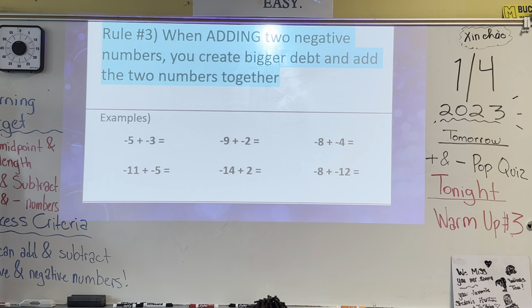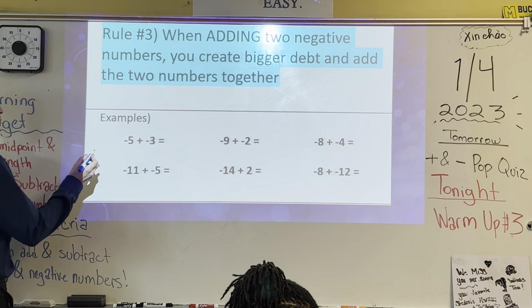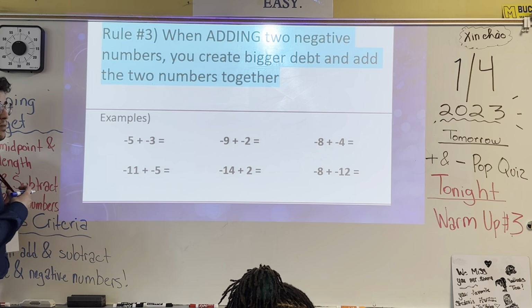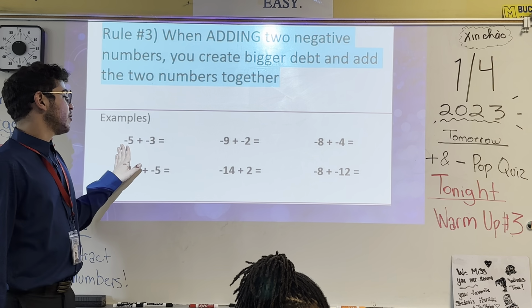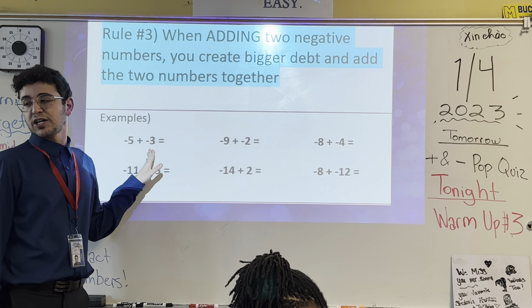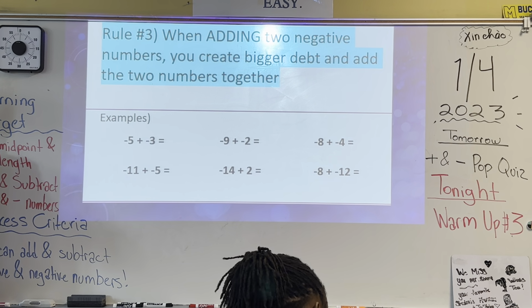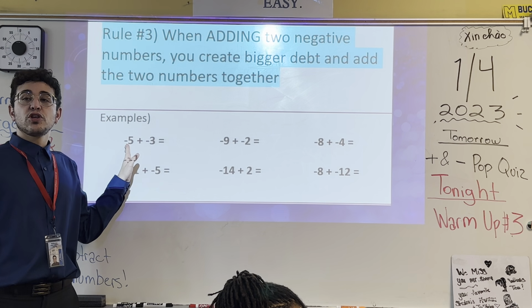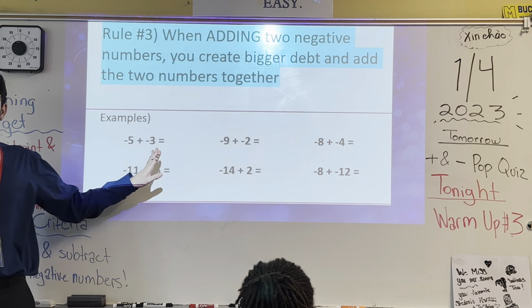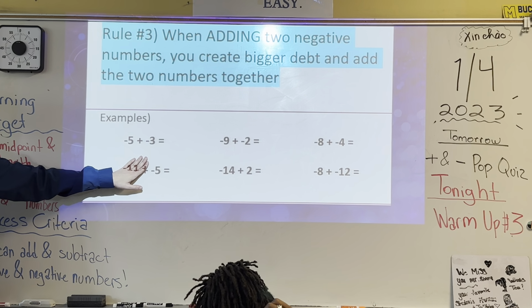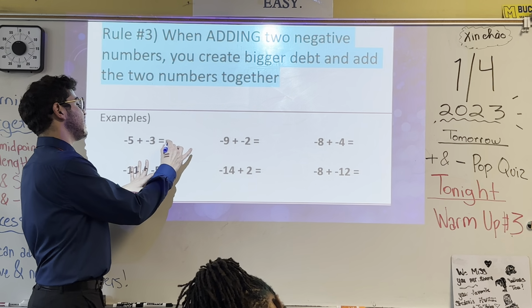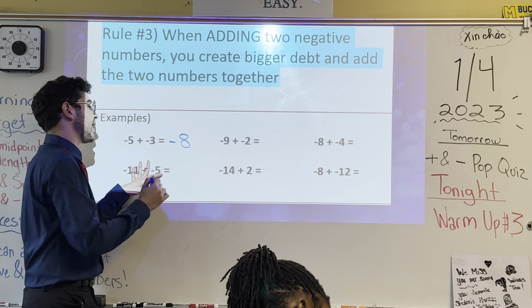For example, -5 plus -3. Say you owe your mom $5. You owe them -5. In addition, they're going to buy you some candy and sweets, and it costs $3 at the store, and she says, you owe me this money. So if you owed her $5, she's about to buy something for $3 more. How much do you owe in total? 8, because 5 plus 3 is 8. -5 plus -3 is -8.